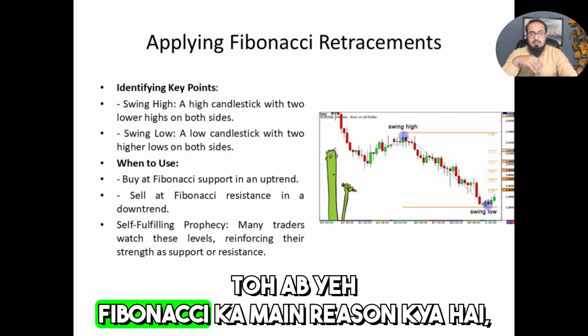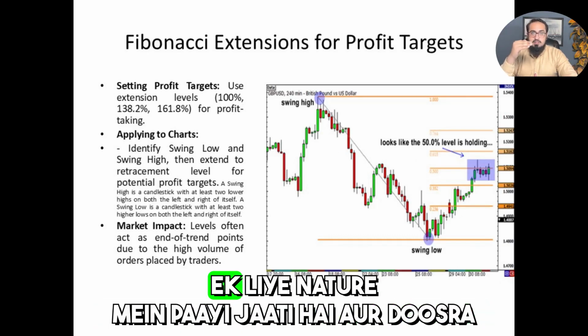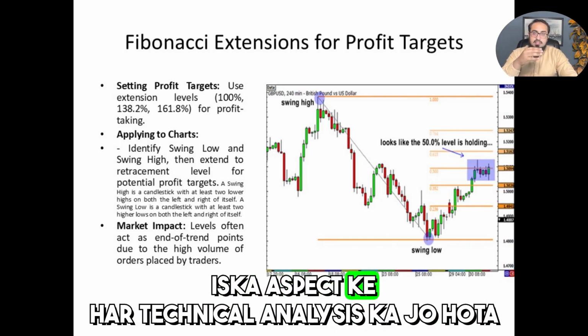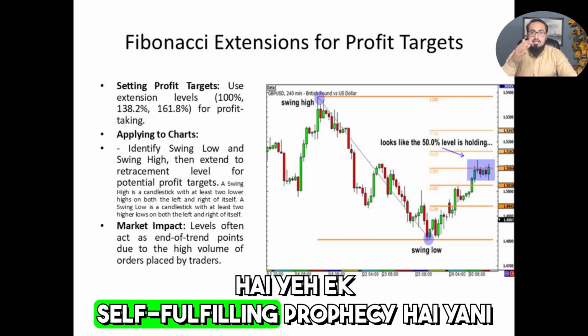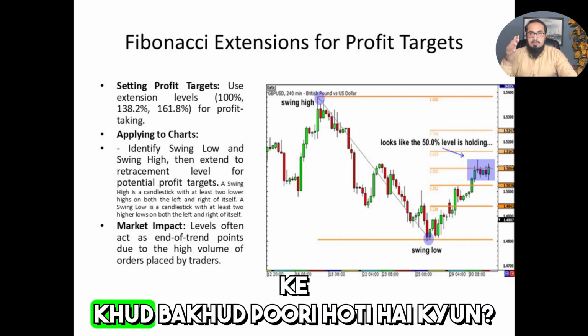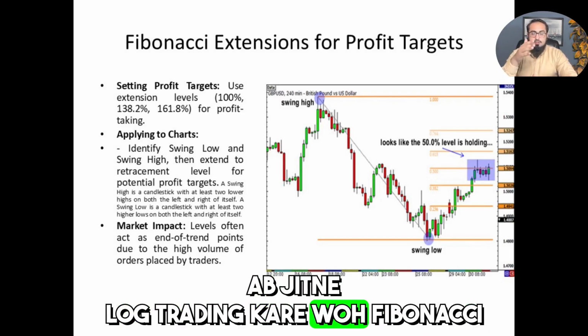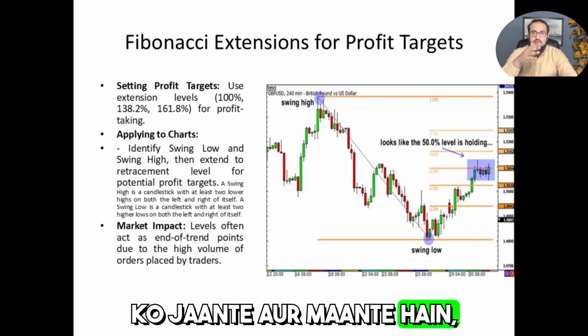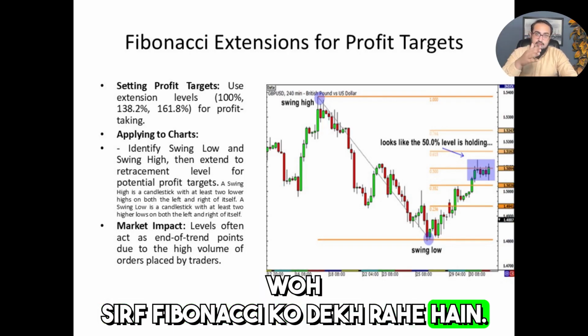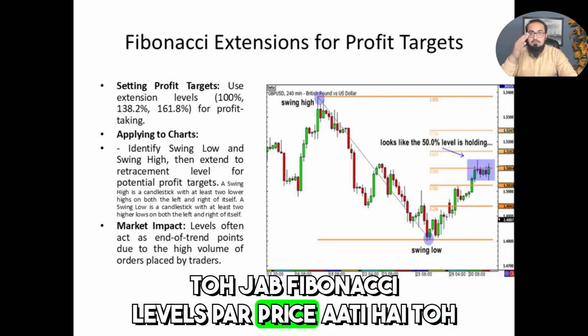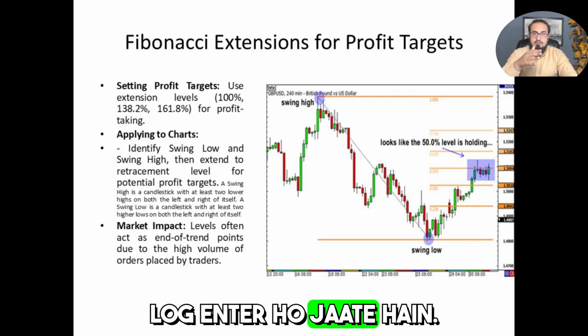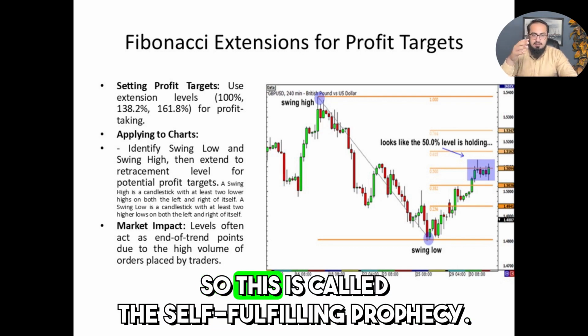So what is the main reason for Fibonacci? One is that it is found in nature, and the other is its surroundings. Every technical analysis is a self-fulfilling prophecy. That is, it completes itself. Why? Because people believe in it. Many people are trading, they know Fibonacci, they believe in it, they are all looking at Fibonacci, so when the price comes to the Fibonacci level, they automatically enter. So this is called a self-fulfilling prophecy.